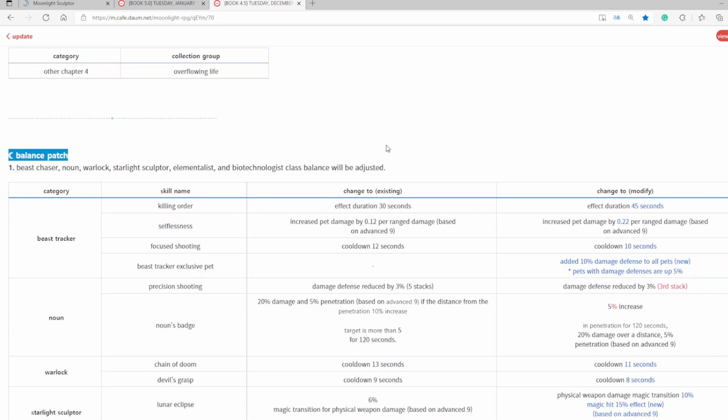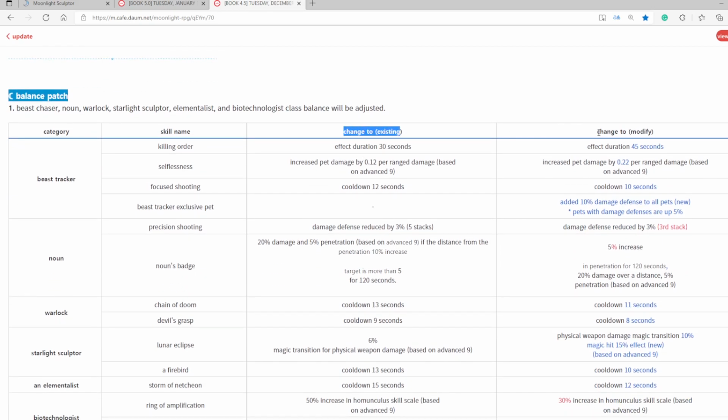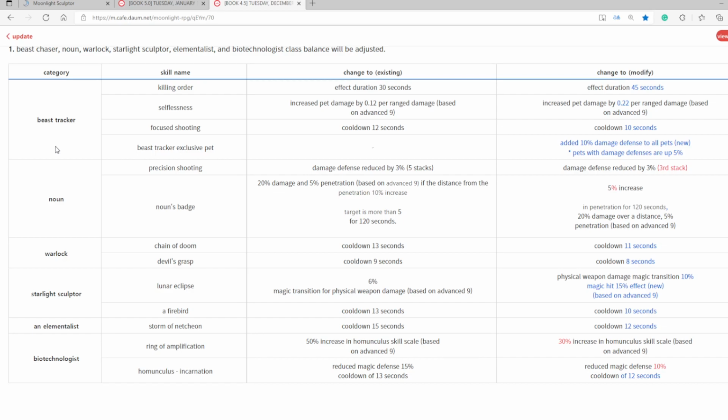And there's the balance patch on the job update. So you could see the assisting one and the modified one here. You could see that the beast chaser actually has something boosted, so the effective duration has been extended. And you could see the pet damage also increased, and added damage defense to all pets, new pet with damage defense up to 5. So you could see there are some changes for different kinds of jobs here.